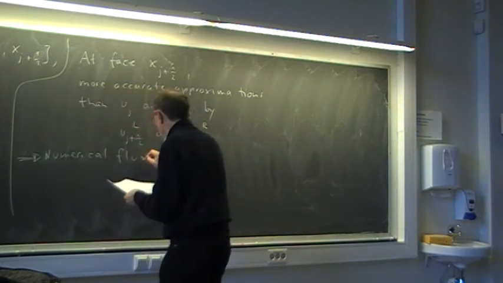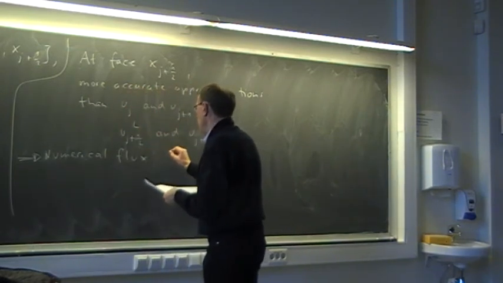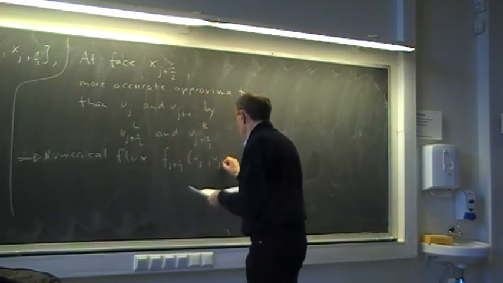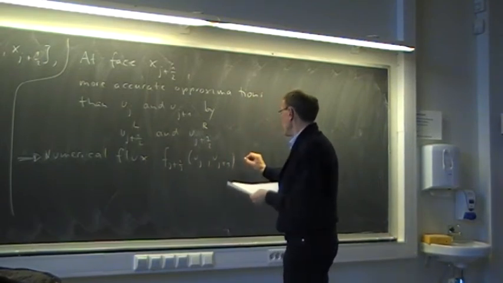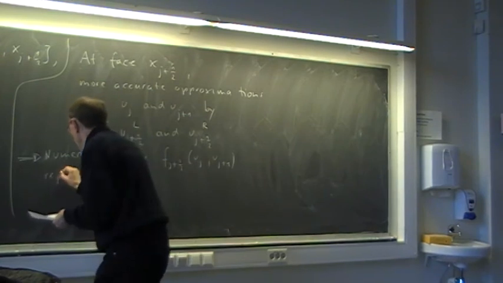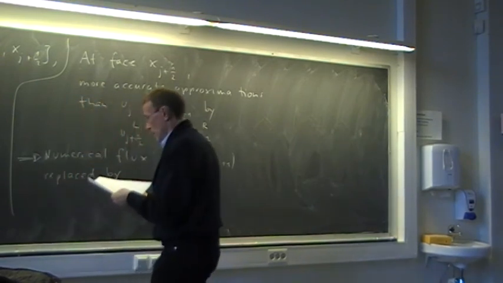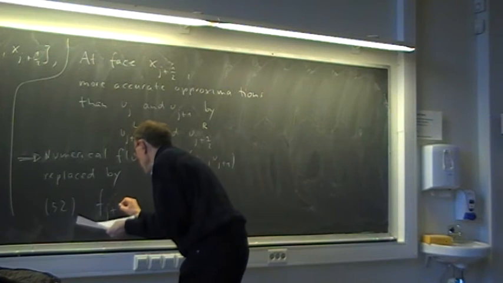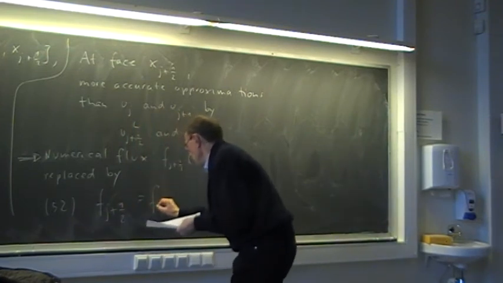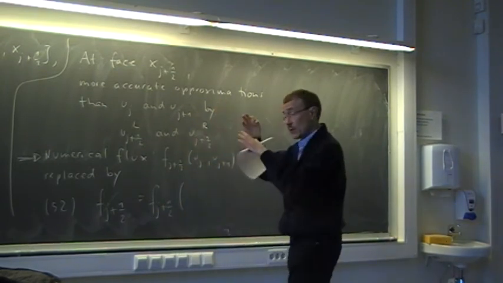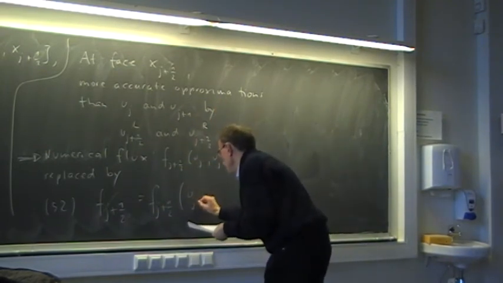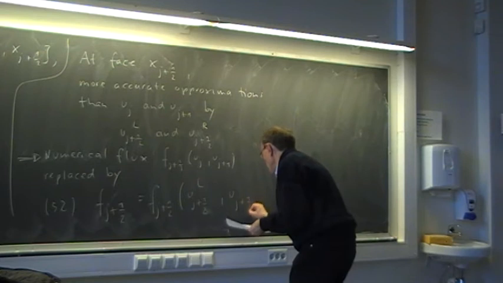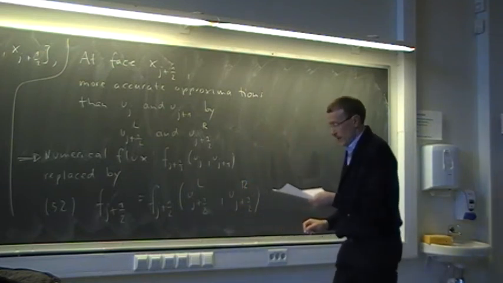The numerical flux fj plus 1/2 of uj and uj plus 1 is then replaced by the following. We take the same flux function, so that is not changed, but we put in the more accurate extrapolated values, which are the uj plus 1/2 left and the uj plus 1/2 right. So that is the catch.